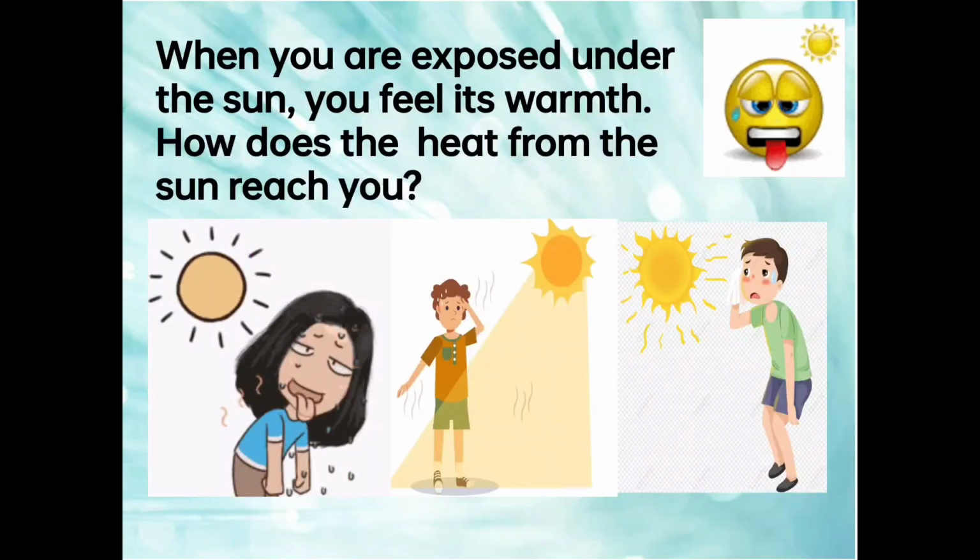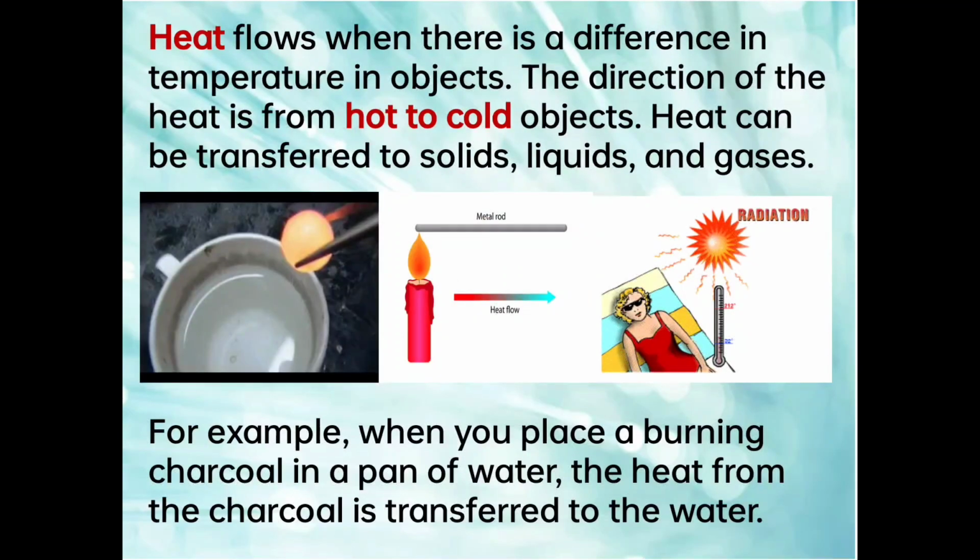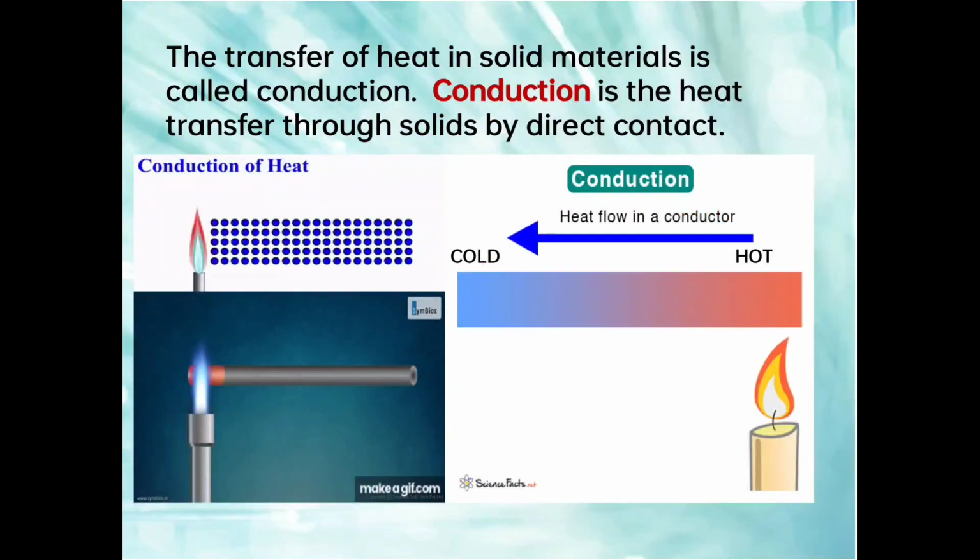When you are exposed under the sun, you feel warm. How does the heat from the sun reach you? Heat flows when there is a difference in temperature in objects. The direction of the heat is from hot to cold objects or regions. Heat can be transferred to solids, liquids, and gases. For example, when you place a burning charcoal in a pan of water, the heat from the charcoal is transferred to the water. The transfer of heat in solid materials is called conduction.